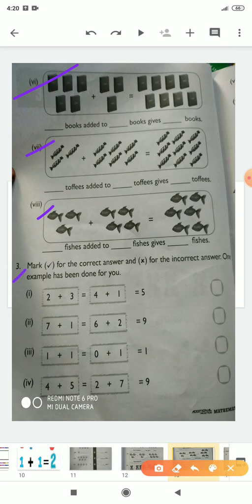Read the question, mark a tick for the correct answer and a cross for the incorrect answer. Okay, let's start. 2 plus 3 and 4 plus 1 is equal to 5. It means here we have 2 sums, but the answer is the same. So we have to count them one by one. If the answers are the same, it means it is correct.